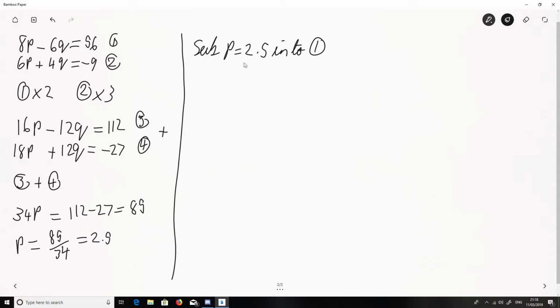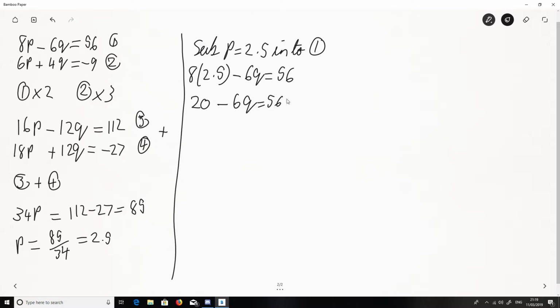So to do that, we just put it in here. So 8 times 2.5 minus 6q equals 56. So 8 times 2.5 is 20. So 20 minus 6q equals 56. And then we solve this again.